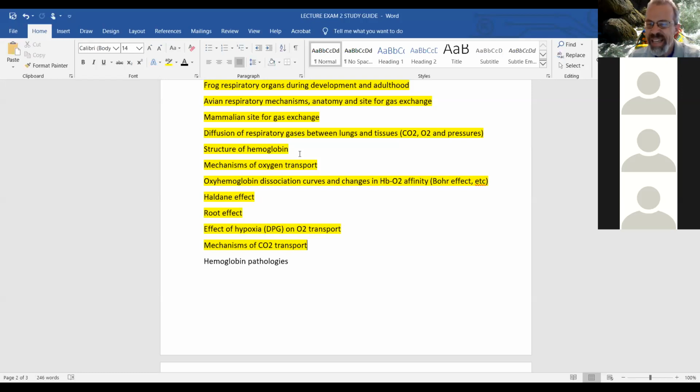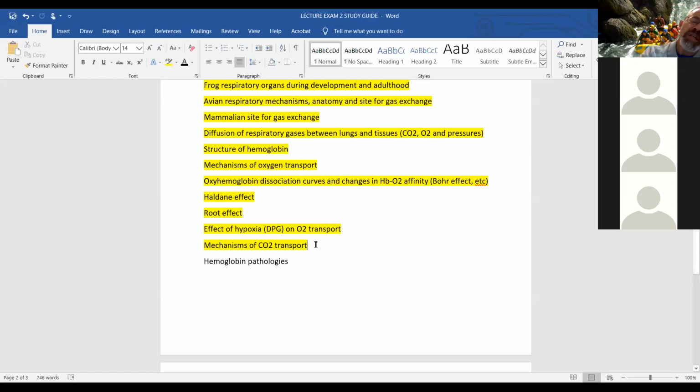And before I forget, I did talk about carboxyhemoglobin. Remember, carboxyhemoglobin is what it's called when carbon monoxide binds to hemoglobin. Carbon monoxide binds to hemoglobin with basically a 250-fold increase in affinity. So that's going to cause a displacement, which can lead to suffocation.